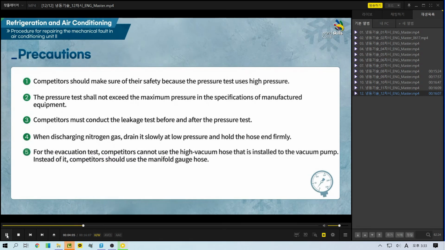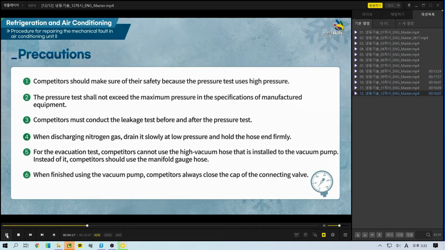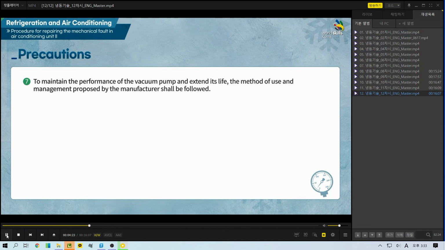Fifth, for the evacuation test, do not use the high vacuum hose that is installed to the vacuum pump. Instead of it, use the manifold gauge hose. Sixth, when finishing using the vacuum pump, always close the cap of the connecting valve. Seventh, to maintain the performance of the vacuum pump and extend its life, the method of use and management proposed by the manufacturer shall be followed.